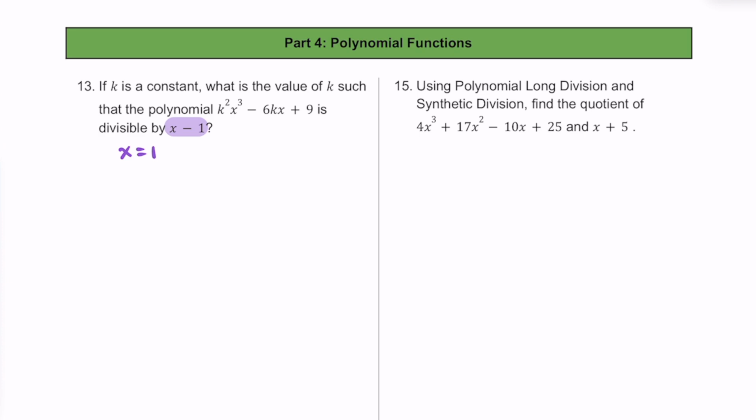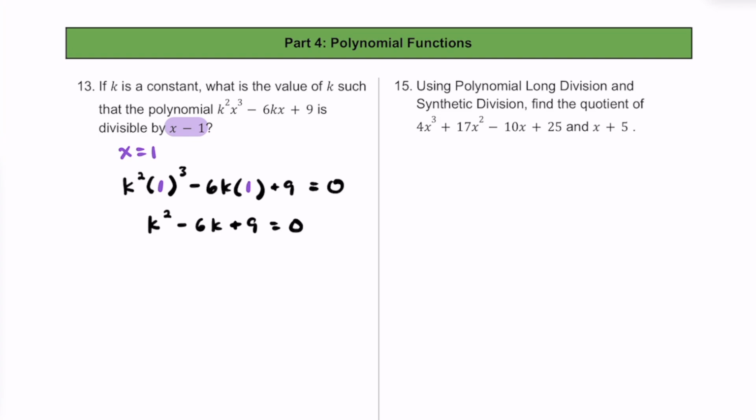So if we know that to be true, then we can say that if we take this k squared and multiply that by 1 to the third power, and then subtract 6 multiplied by k multiplied by 1, because we're replacing x with 1, and we add 9, this has to equal 0. Cleaning this up a little bit, if we cube 1, that's going to be 1. 1k squared is just going to be k squared. If we multiply the 1 times that minus 6k, it's going to be minus 6k plus 9, and that's going to equal 0.